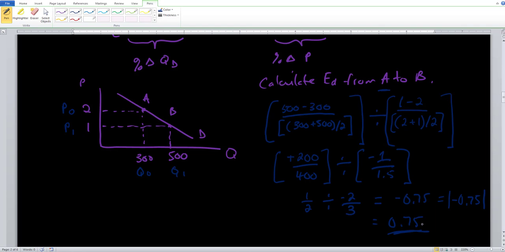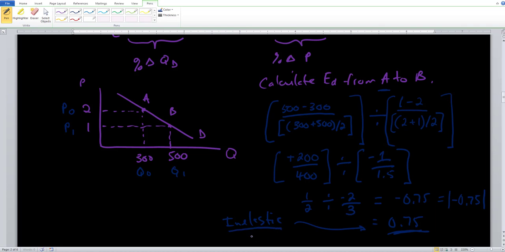So with all of this, what type of good are we taking a look at? Is it considered elastic, inelastic, or unitary elastic? Because it is a fraction, it is less than 1, this is considered to be an inelastic good. So anything less than 1, a decimal, we get an inelastic good, in absolute value.